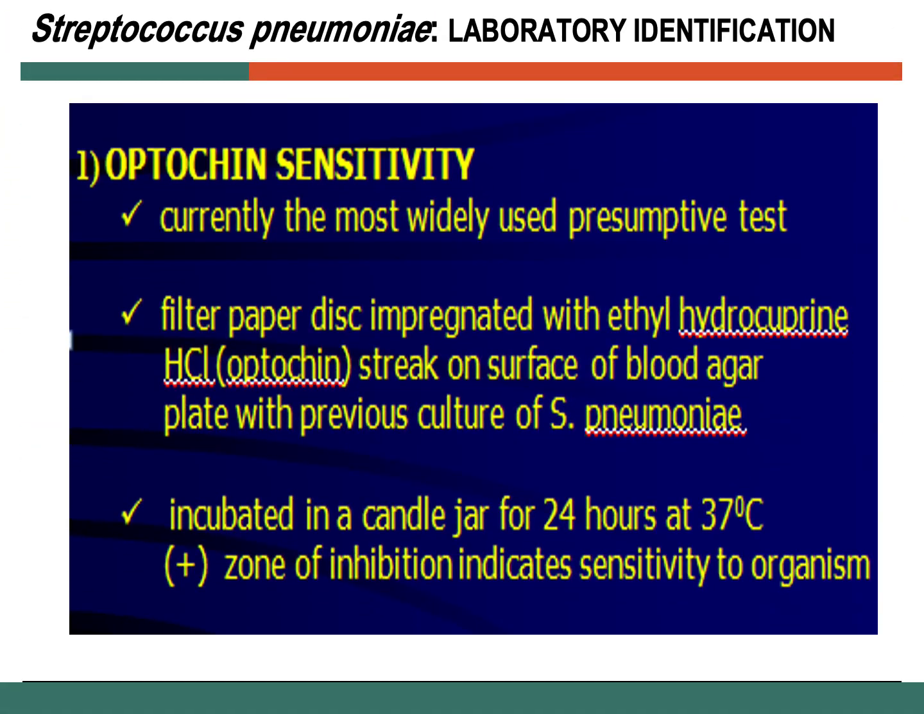So what are the tests used to identify Streptococcus pneumoniae? The first one is the optochin test. The optochin test, by the way, is known as Taxo-P. If bacitracin is Taxo-A, optochin is Taxo-P. This is the most currently widely used presumptive test for Streptococcus pneumoniae.